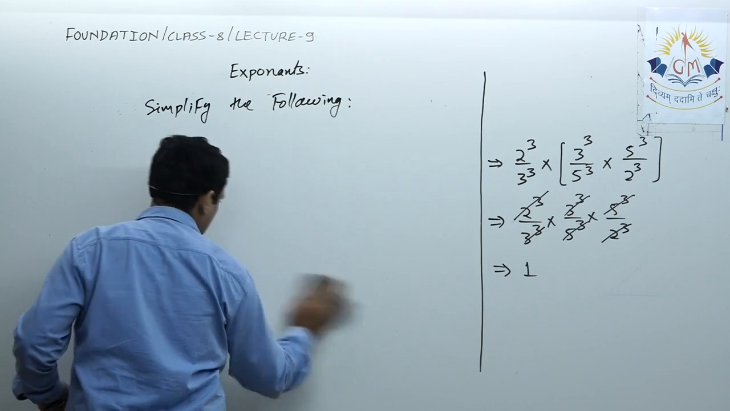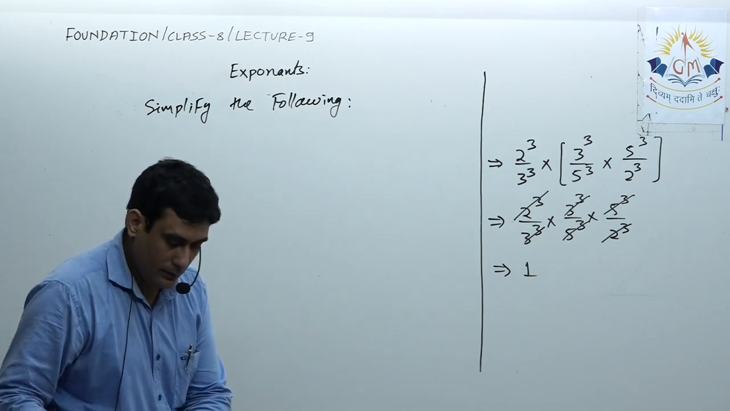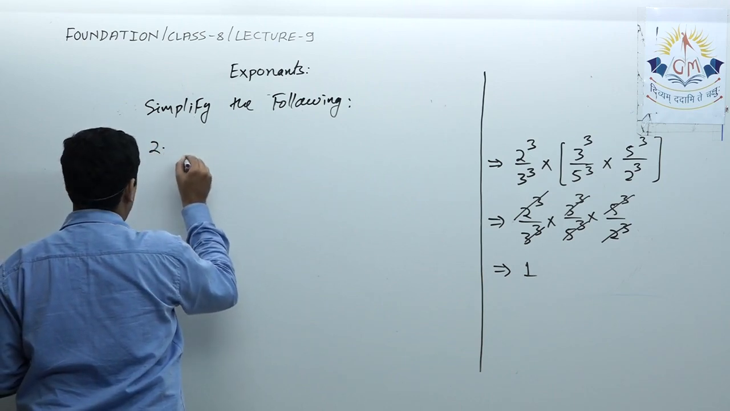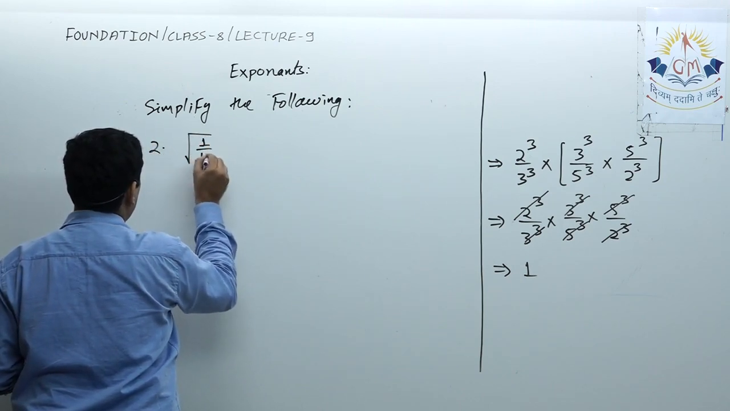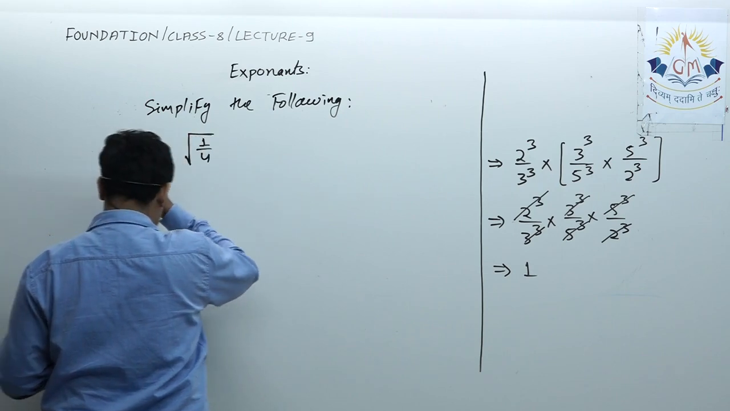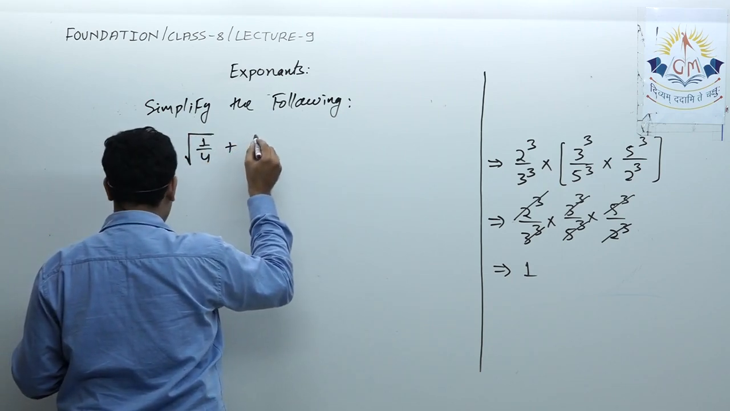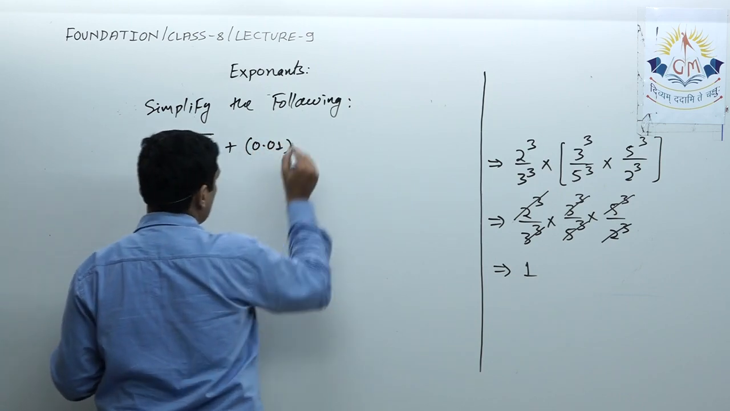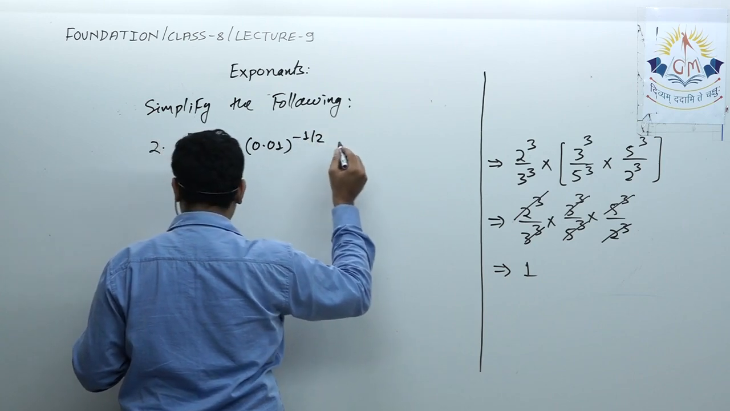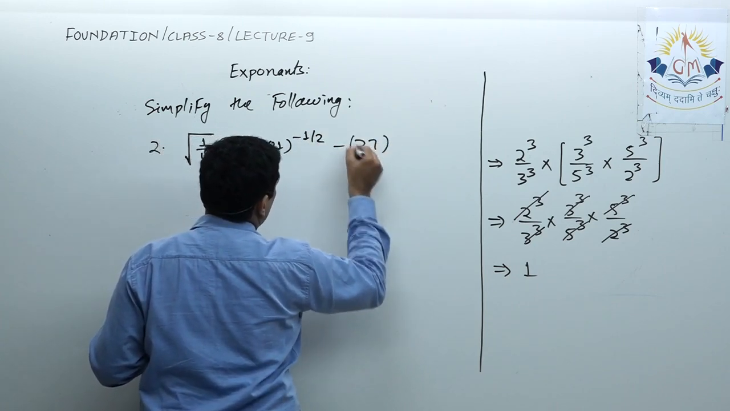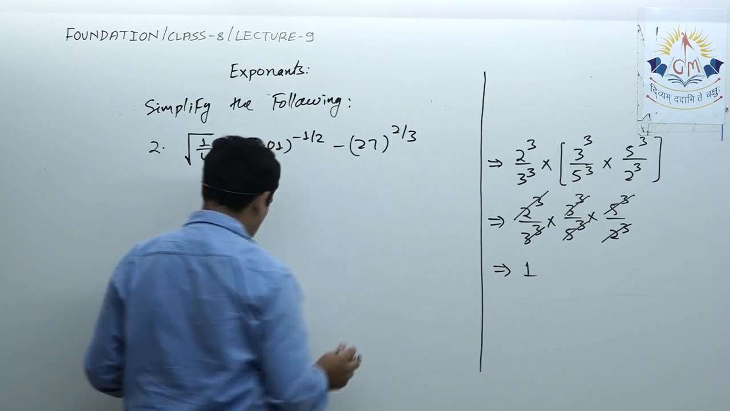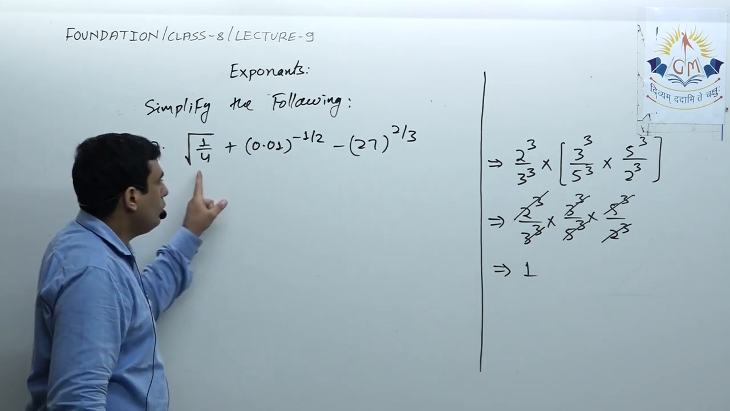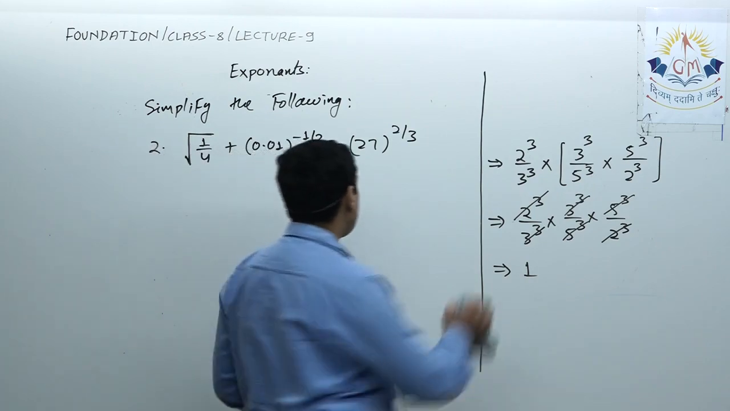In the simplification, 1 upon root 1 upon 4 plus 0.01 raised to minus 1 by 2 minus 27 raised to 2 by 3. Okay, now there are two ways to simplify this.